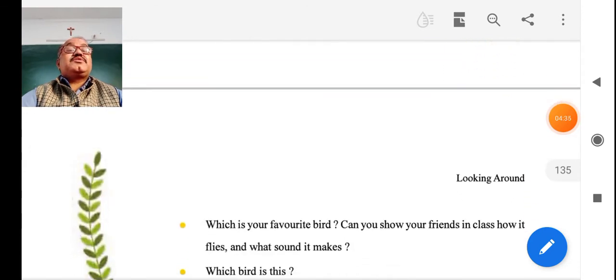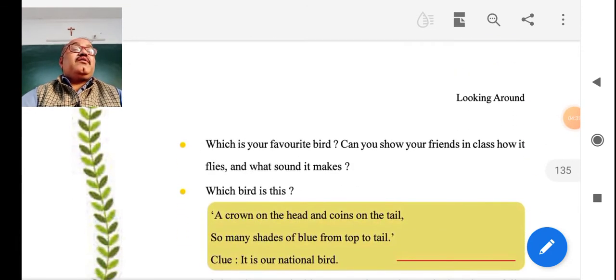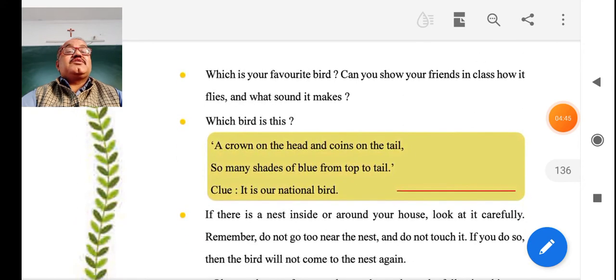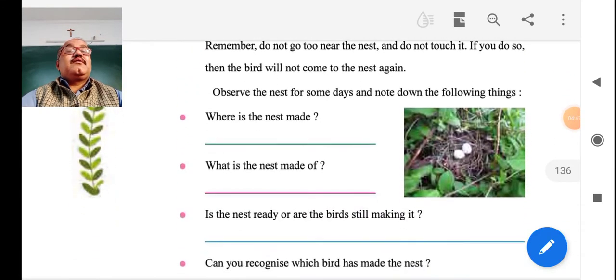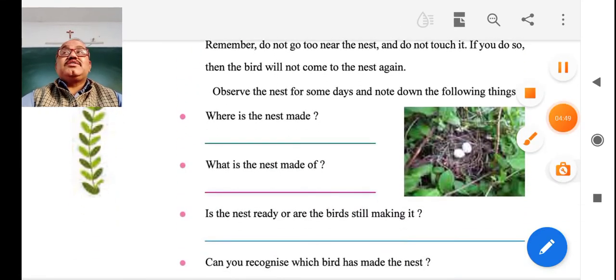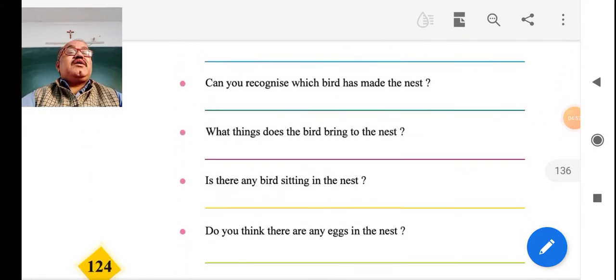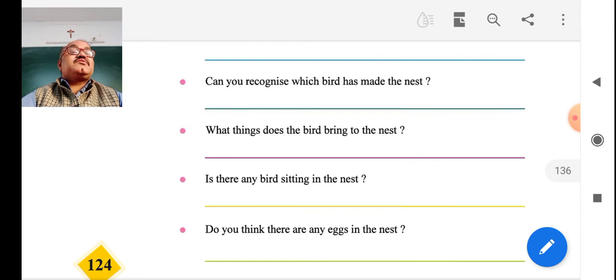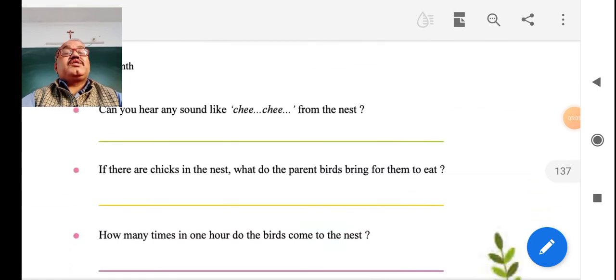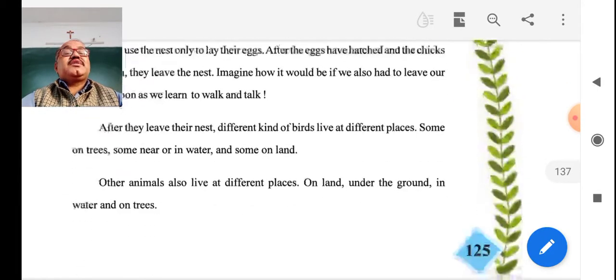Then next comes favorite bird, and you can show your friends in class how it flies and what sound it makes. Then our national bird, the stork, is there. Then one picture study is also given to you. All these points are very important. What things does the bird bring to the nest for eating purposes and all? Note down all these points and study well.